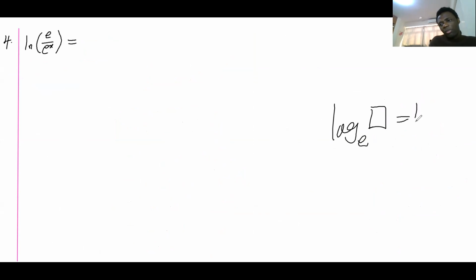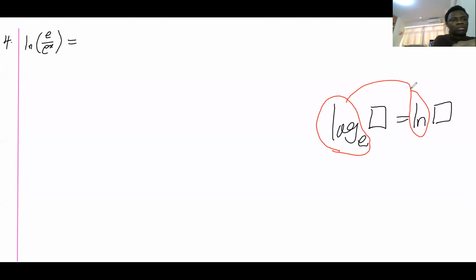The natural log of a fraction, e to x. I told you from previous lessons that logarithm to base e of anything can be written as ln of that. So basically, this is written as this. Does that make sense? So that's why you have this in terms of e. So all you have to do is e to power 1 minus x. Am I right?